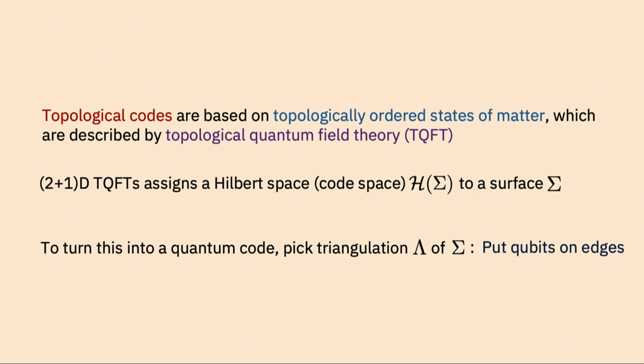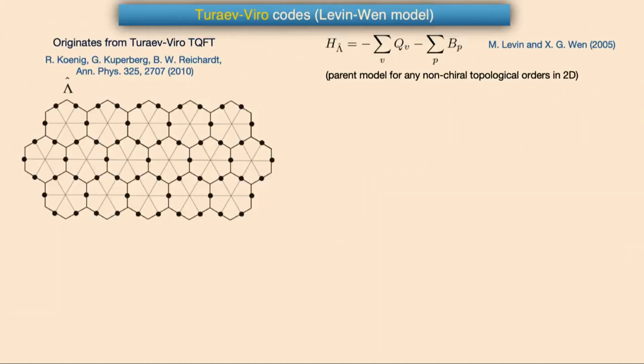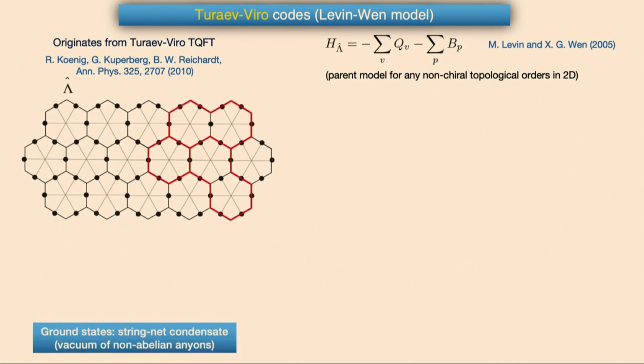The Levin-Wen Hamiltonian is a prominent model for all non-chiral topological orders in 2D, including the special example of the toric code. So this model can be considered as a generalization of the toric code in the sense that it also has vertex and plaquette syndrome operators. The ground state of this Hamiltonian is a string-net condensation.